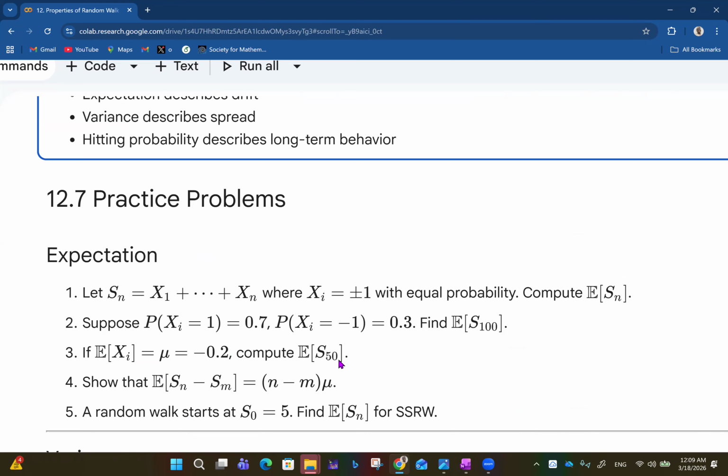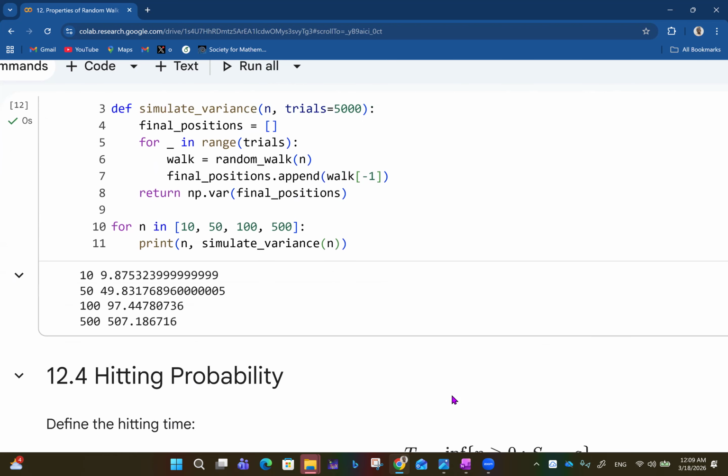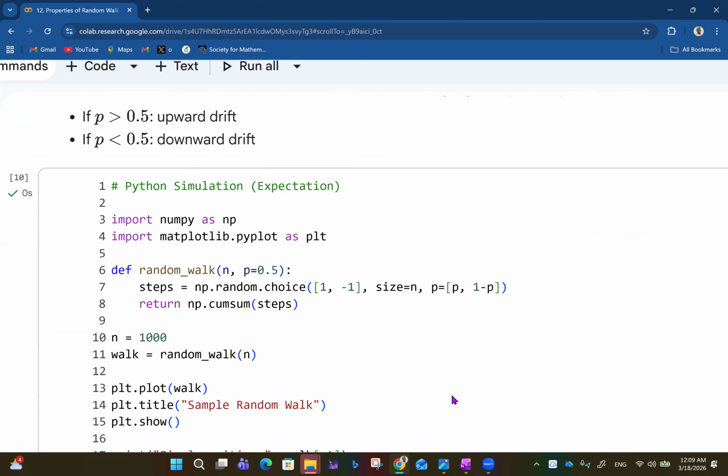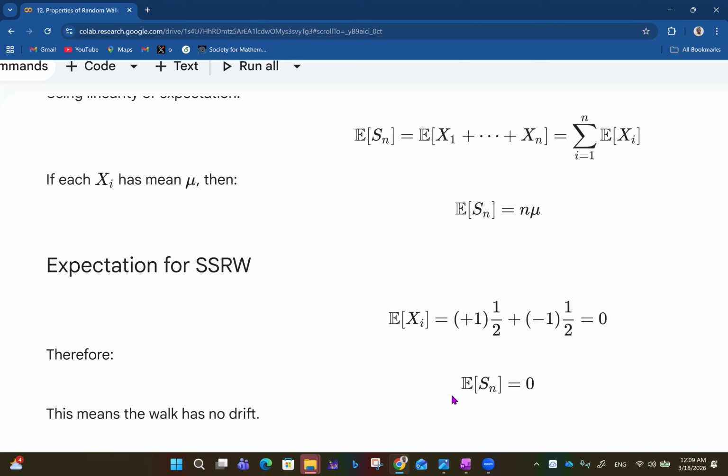So the expected value of xi is minus 0.2. Okay, let me just go and see what that looks like. Mu, I think we had something about mu already before. I think that can help with this now.